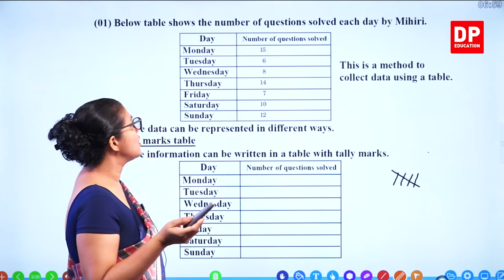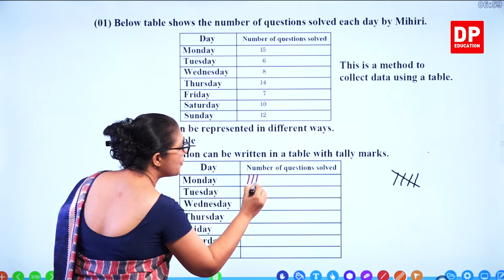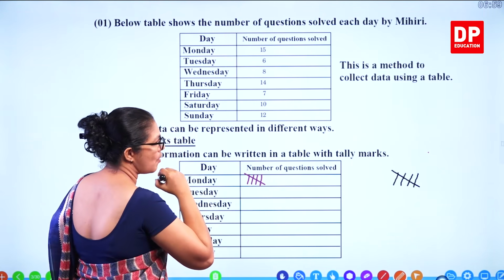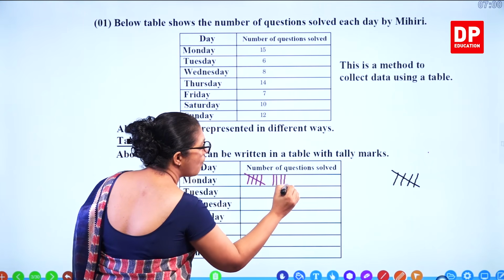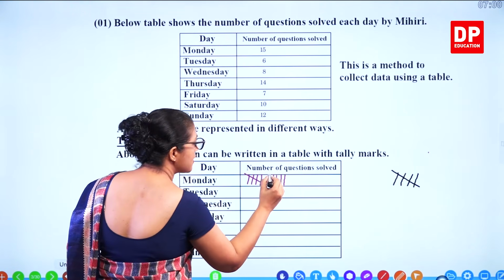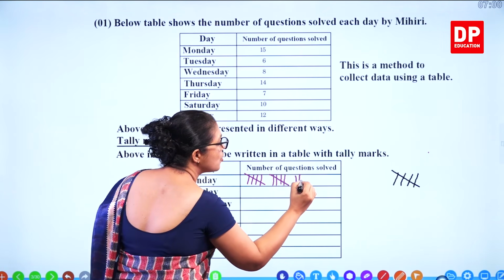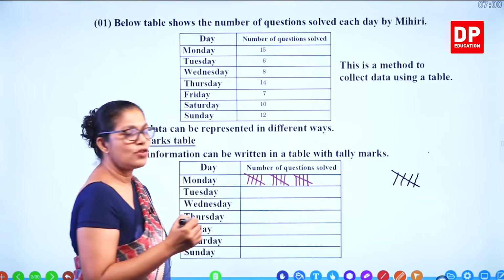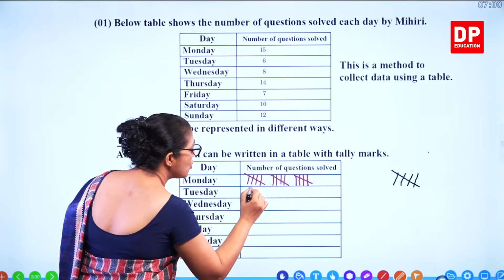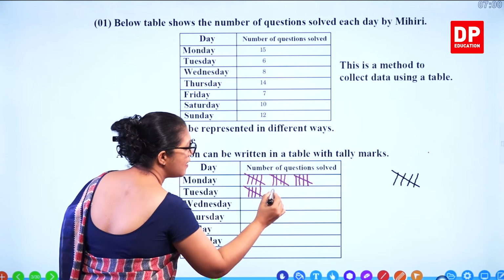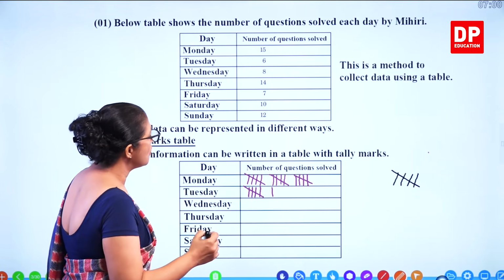Monday, 15 questions she tried. How can we represent 15 using tally marks? 1, 2, 3, 4. The fifth one, you cross it out. So that's a bundle of 5. Another bundle of 5. 1, 2, 3, 4, 5, you cross it out. Another bundle, 5, 10. 1, 2, 3, 4, 5. So that's 15. How do you represent 6? 1, 2, 3, 4, 5 and another one. Wednesday, 8 questions she tried.